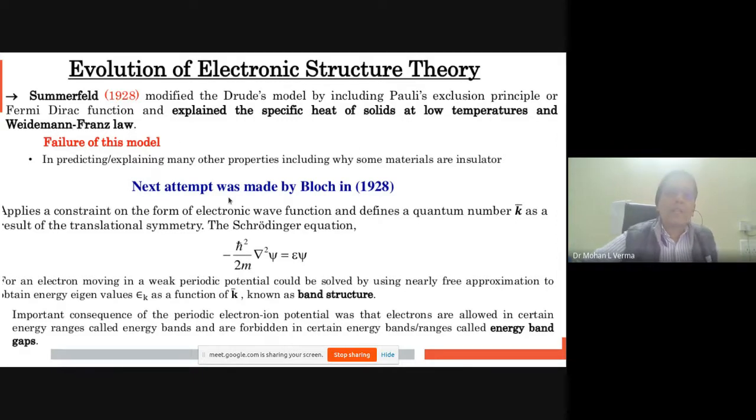Then the next attempt was made by Bloch in 1928, when the crystal is taken as a periodic system. This imposes a constraint on the form of the electronic wave function and defines a quantum number k, and this is used in the Schrodinger equation for an electron moving in a weak periodic potential. The concept of band structure, the E-k diagram, was given by Bloch, and it is used to understand the behavior of materials.